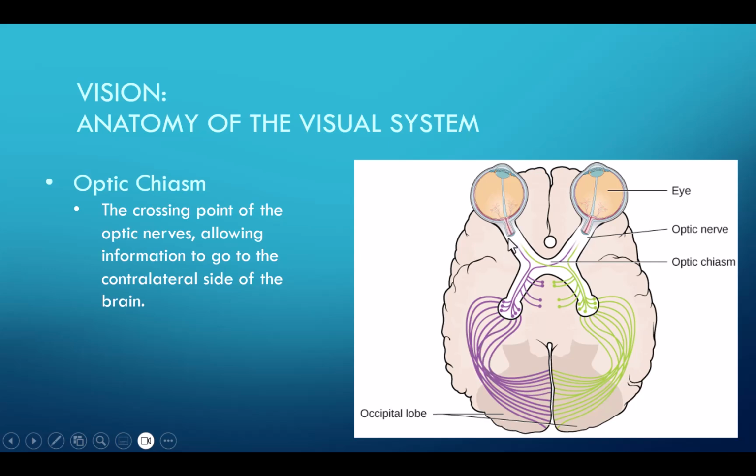And you see some of the nerves or the axons from the left eye go to the left hemisphere, and that's because they are getting information from the right visual field. And you don't need to worry about all that, just understand that the optic chiasm is where information crosses to the opposite side of the brain.